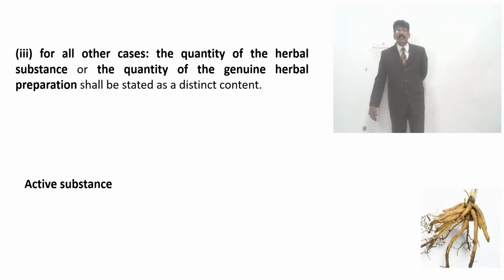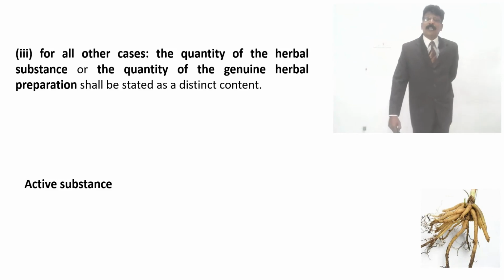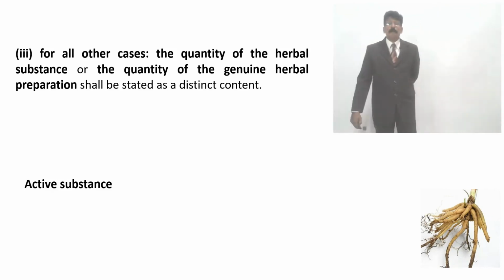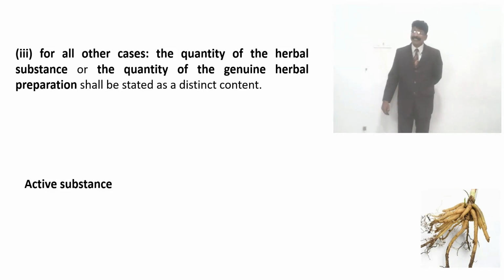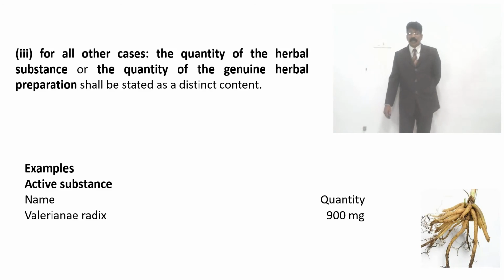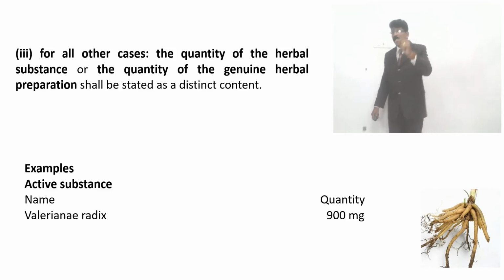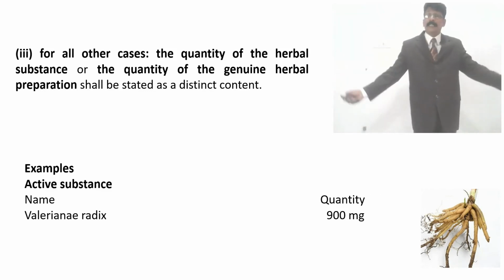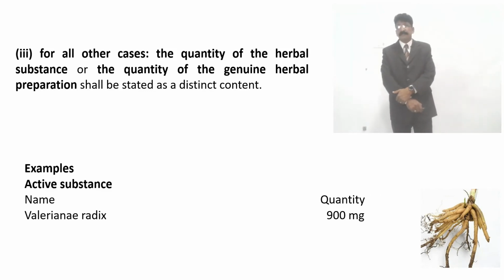In other cases of herbal substances, the quantity of the herbal substance or of the genuine herbal preparation shall be stated as a distinct content. Example, Valerianae radix 900 milligram, where the powder is directly given. So this is the difference which we have for herbal substance.